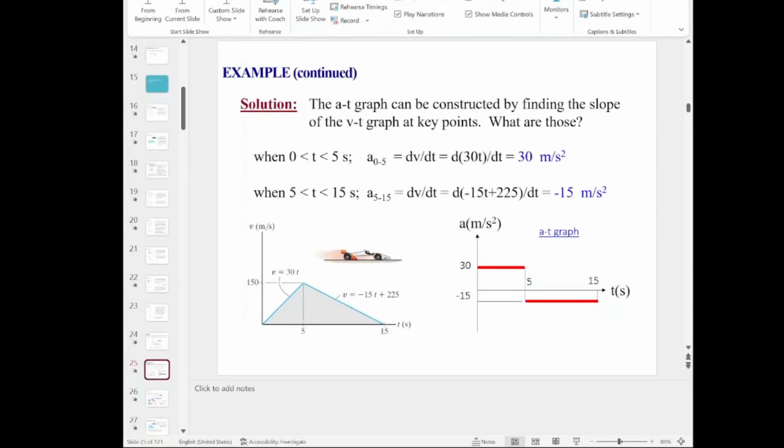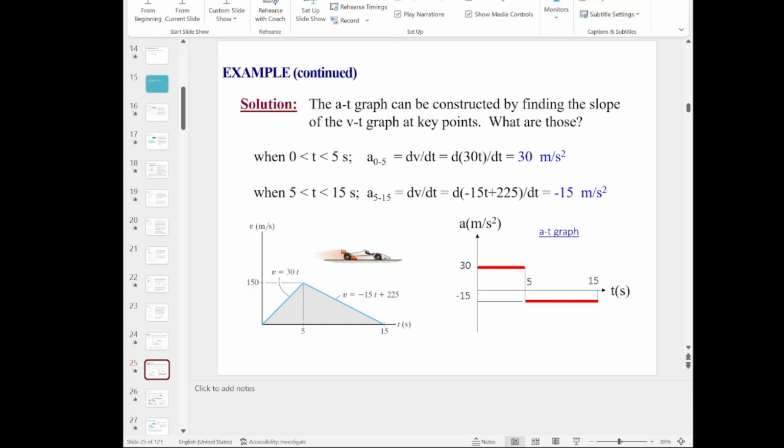Okay, just looking at the solution for this. Basic idea, in this case, the acceleration is just dv/dt, so that's going to be the slope of this line, which is constant. And you'll notice that this also has a constant slope, so our graph just turns out to be two constants, depending upon which time interval you're looking at, okay?